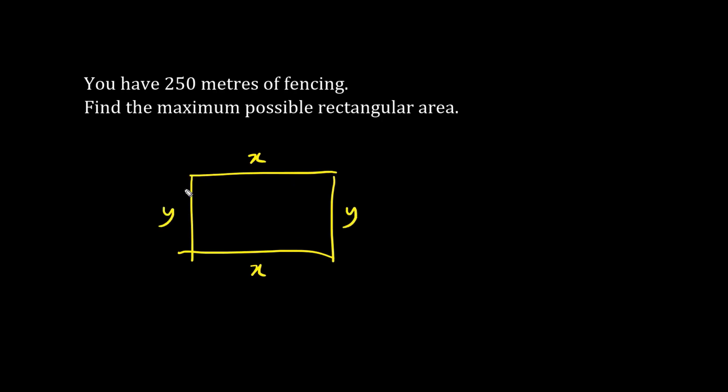You have 250 meters of fencing. Find the maximum possible rectangular area. So let's draw a rectangle. We have x as our possible side dimension, and we have y as our possible vertical dimension. And we know that the perimeter is 250 meters.